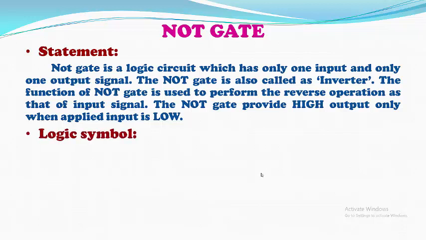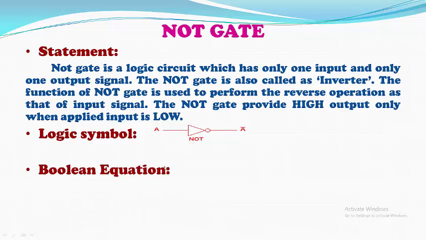Now we will see the logic symbol. This is the logic symbol of NOT gate, which has A as an input signal and Y equal to A bar as an output signal. This circle is indicated as a bubble, and this bubble is nothing but the bar operation. Now we will see the Boolean equation. This Y equal to A bar is the Boolean equation or output equation of this particular NOT gate.